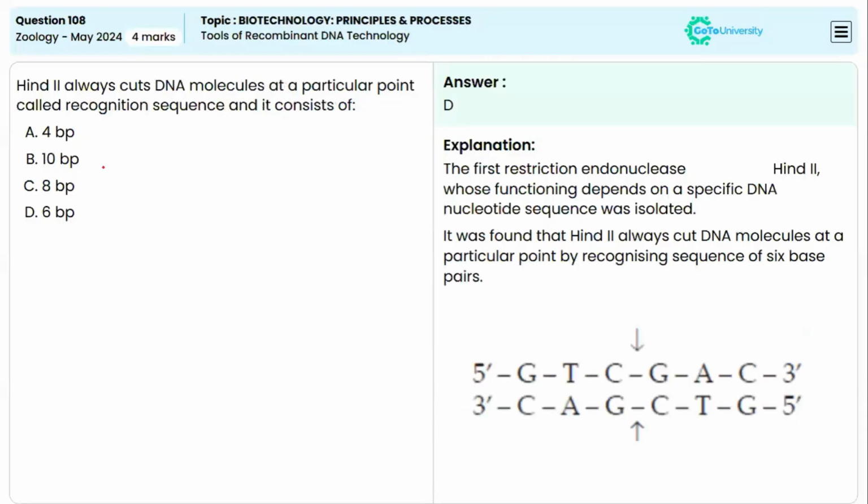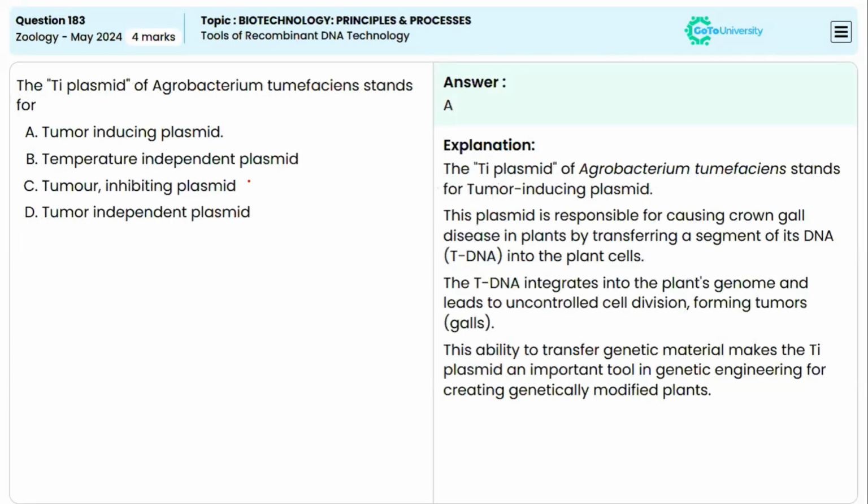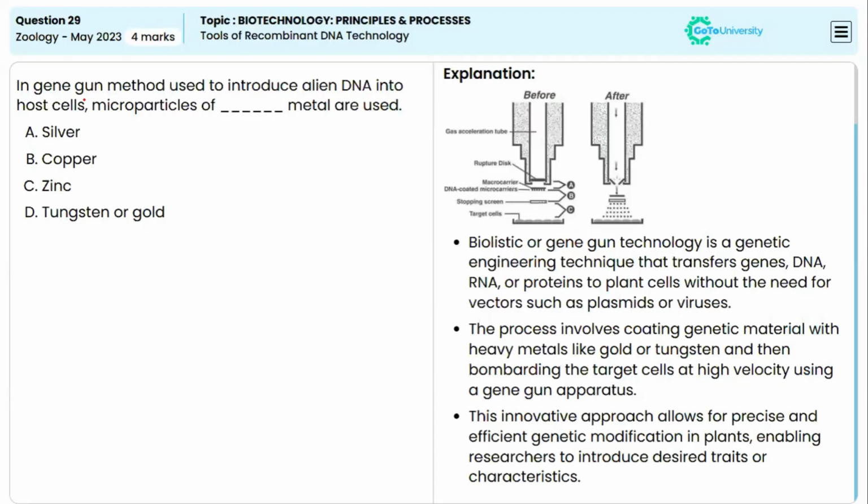Moving to the next question. Restriction enzymes always cut the DNA molecule at a particular point called the recognition sequence, and it consists of how many base pairs? We know it, right? There are six base pairs, GTCGAC, 6 base pairs. Now, the Ti plasmid of Agrobacterium tumefaciens stands for what? Tumor-inducing plasmid. Now, in gene gun method used to introduce alien DNA into host cells, microparticles of what metals are used? We discussed it. It is option D, tungsten or gold.